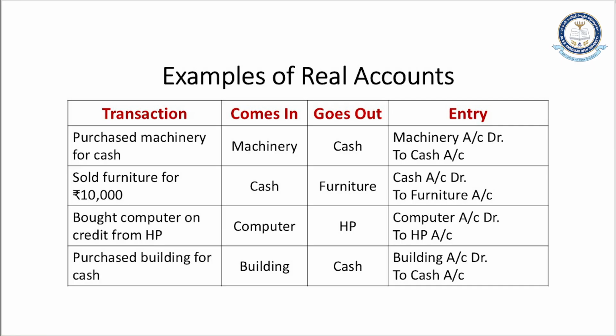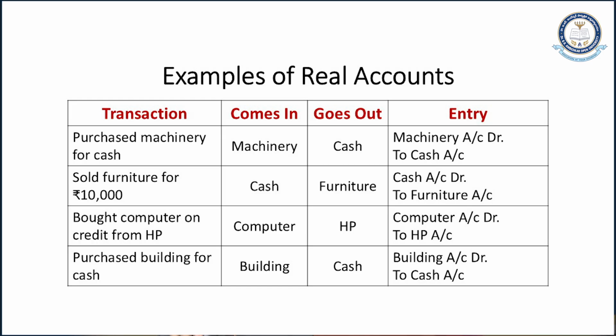Second example here is sold furniture for 10,000. So what we have done? We have sold the furniture, that means the furniture is going out of the business. If furniture is going out of the business, we will be crediting it. That means the cash account will be debited and furniture account will be credited.